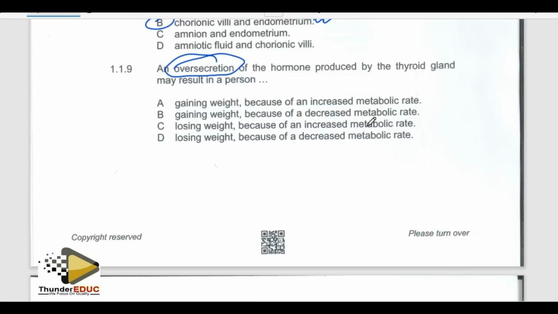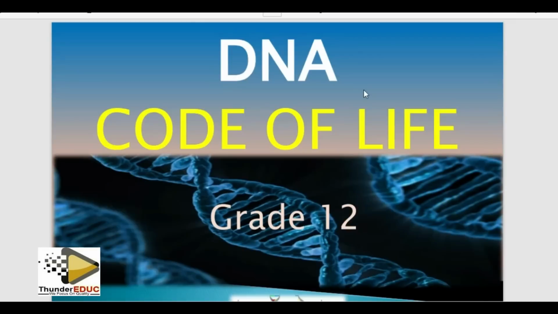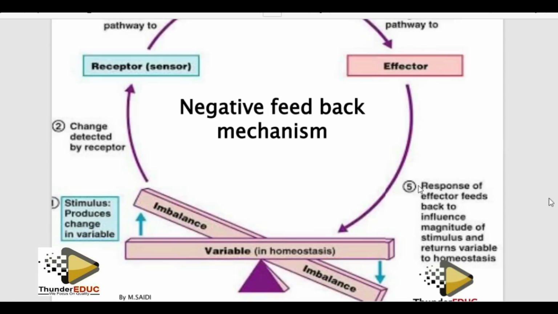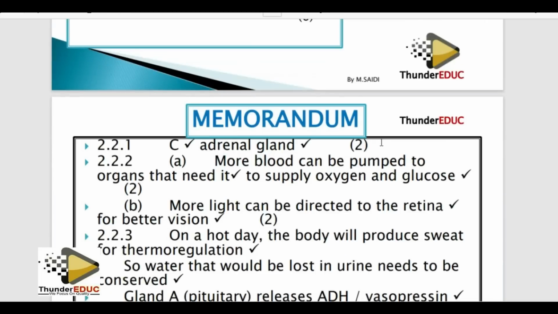So in actual sense, it looks to be oversecretion of thyroxine will result in a person. So we have said that here is going to be weight loss because of increase in the metabolic rate. So I'm going to show you on our distinction material book. There you'll find it at the end. Yes, you'll find it here.